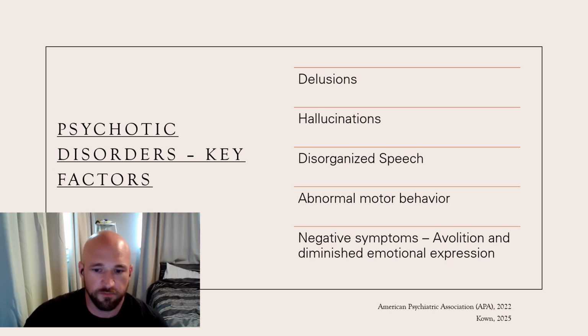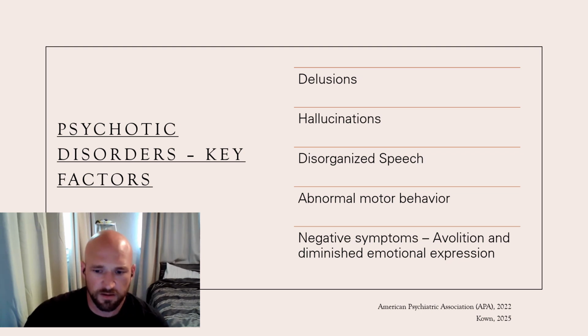The third key factor is disorganized speech. A lot of times they'll switch from one topic to another, or if you ask them a question, they kind of answer it, but only somewhat related to what you asked. So their speech is really disorganized. It makes it really difficult to follow them in conversation. The fourth key factor is abnormal motor behavior. This can be staring off into space or staying in the same position for an extended period of time, being really rigid. Maybe they look like they have a neck brace on even though they don't.